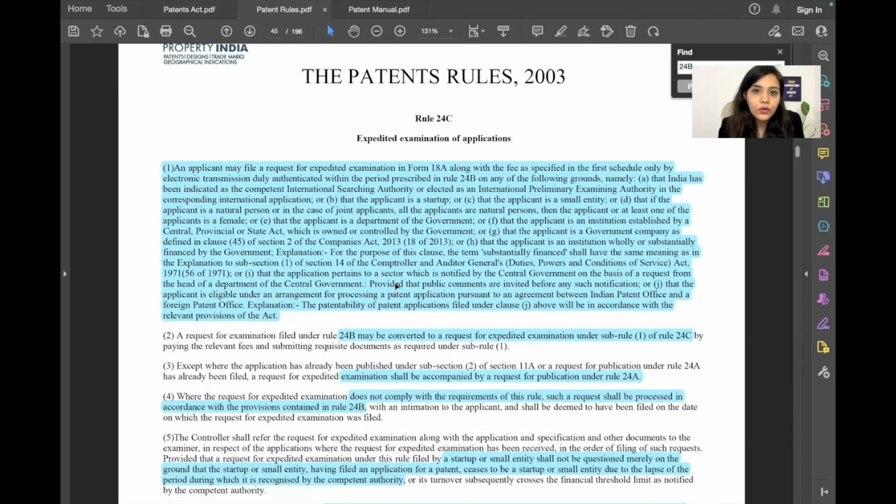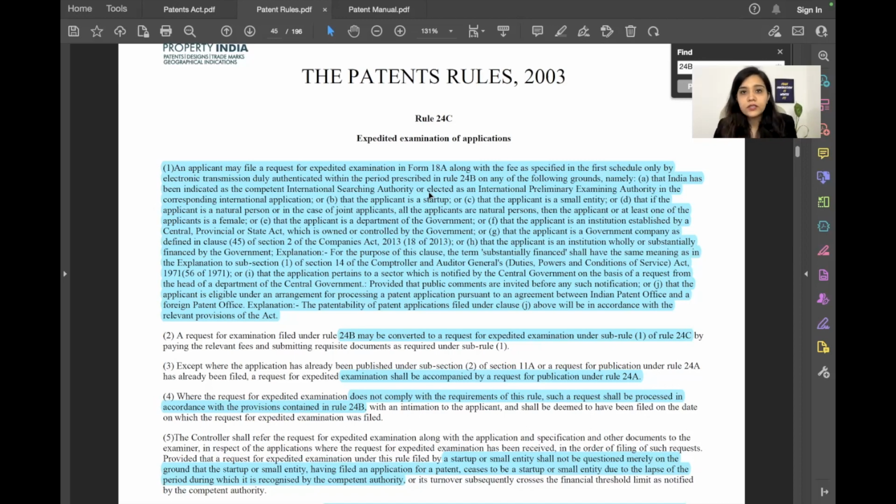This also you should know in detail, because there is again a scope of an objective or a subjective question. In the examination, it may be asked who all can file for expedited examination. And if that is the question, then you have to mention this subsection in detail. That's why you should remember who are the special entities who can apply for expedited examination. So in clause A, it is mentioned that if India has been indicated as competent international search authority or elected as an international preliminary examining authority in the corresponding international application.